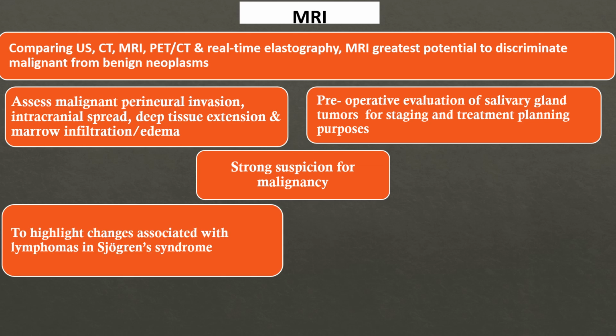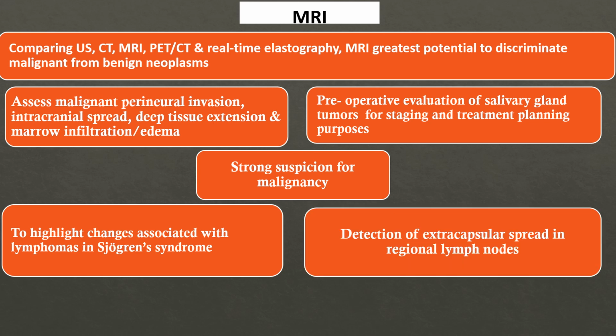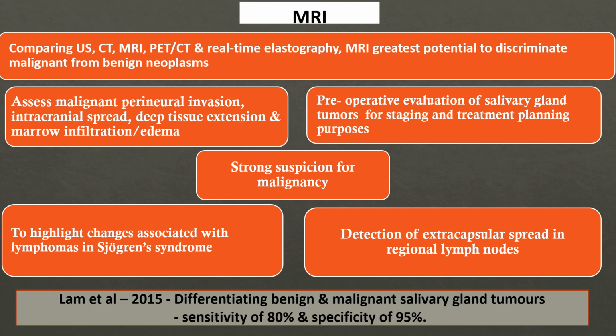MRI is also indicated to highlight the changes associated with lymphomas, which are seen as a complication in Sjogren syndrome, and for detection of extracapsular spread in regional lymph nodes. Lam et al. in 2015 conducted a study where MRI showed a sensitivity of 80% and a specificity of 95% in differentiating benign and malignant.